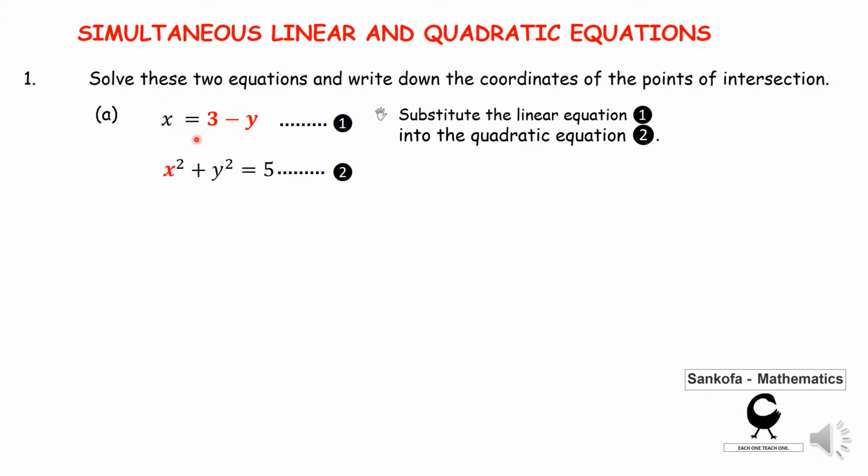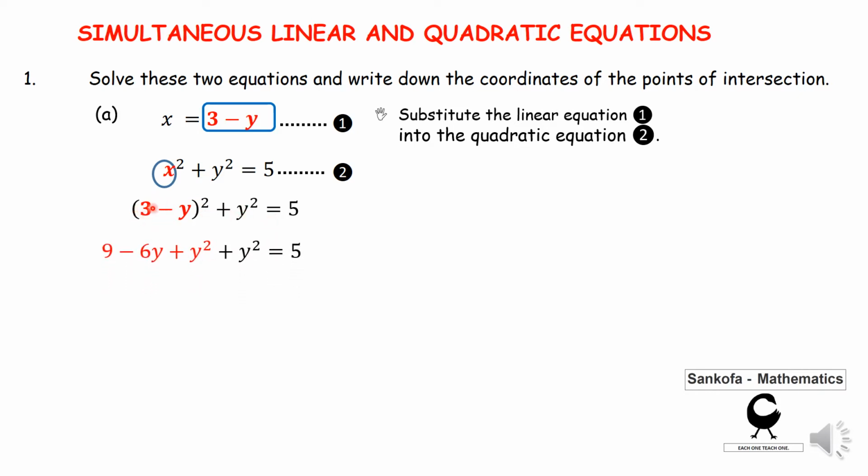So the objective is always to rearrange the linear one to have an equation y equals or x equals, and substitute that equation subsequently into the quadratic one, the one that has got the squares there. So I'm going to take that 3 minus y and substitute it everywhere for an x. That's going to give me 3 minus y all squared plus y squared equals 5.